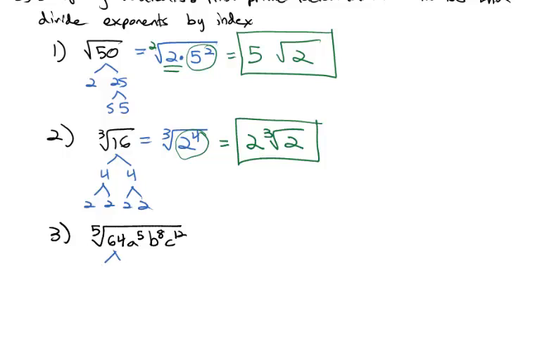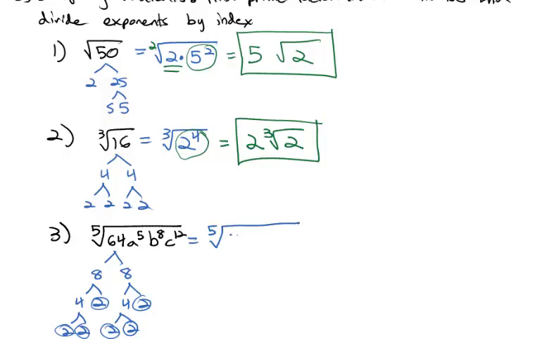Well, first, the 64 needs to be factored. 64 is 8 times 8, and 8 is 4 times 2, and 4 is 2 times 2. And so we'll see that factoring out, 64 has 1, 2, 3, 4, 5, 6 2's in it. So we'll say that's the fifth root of 2 to the fifth, a to the fifth, b to the eighth, c to the 12th.